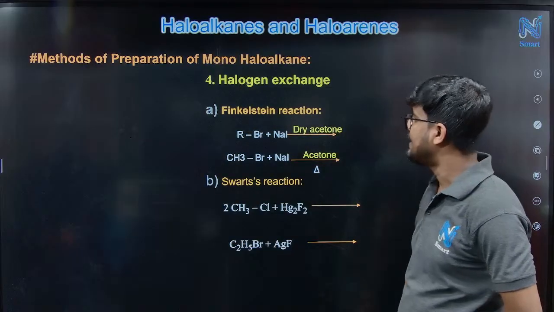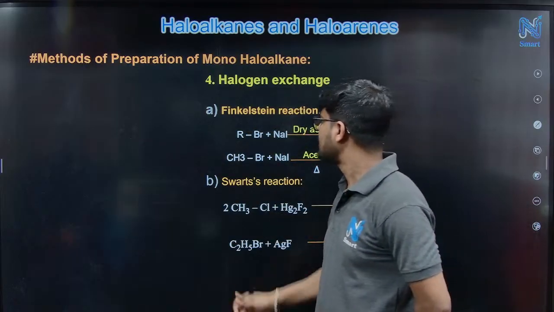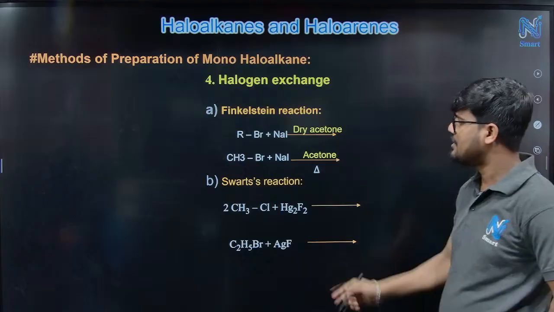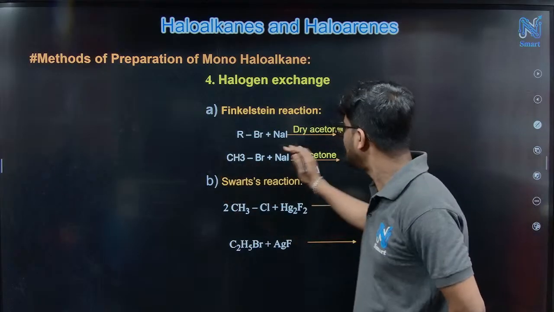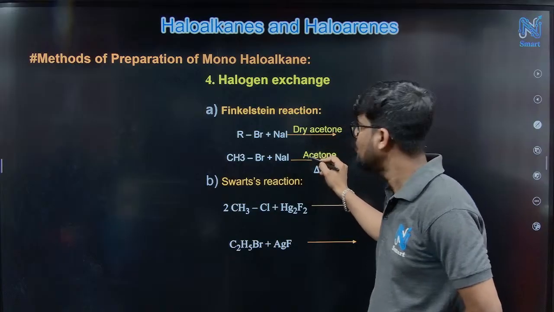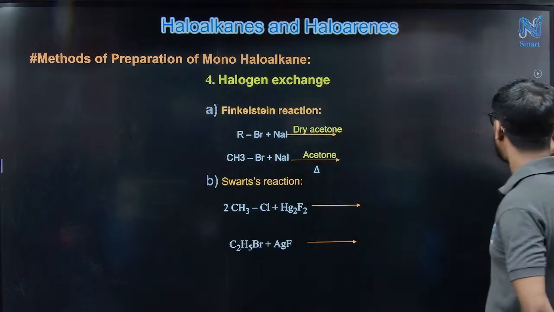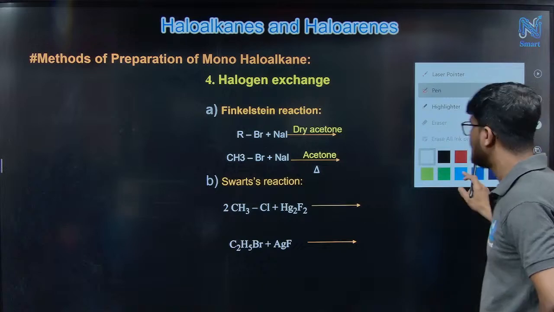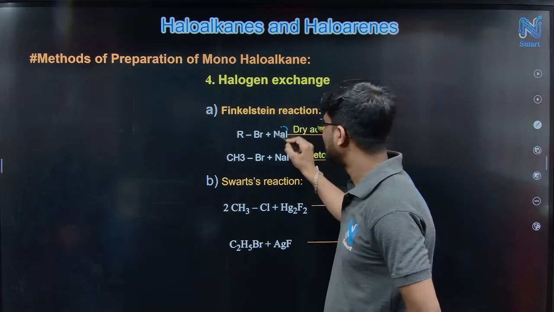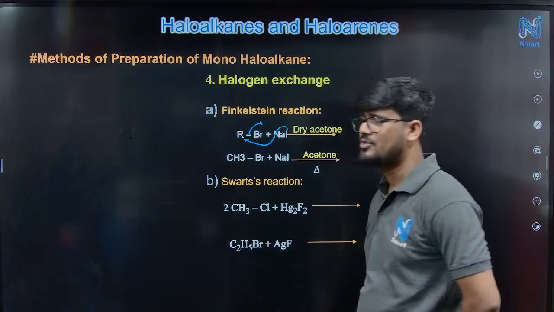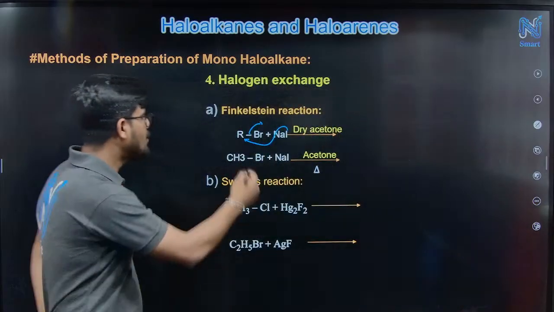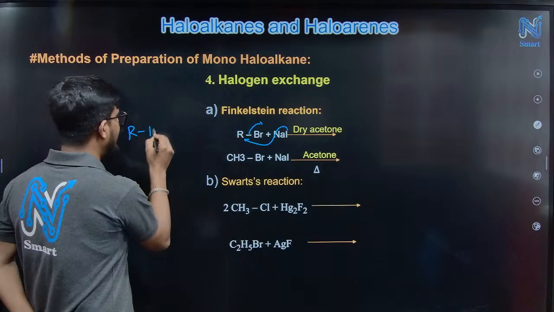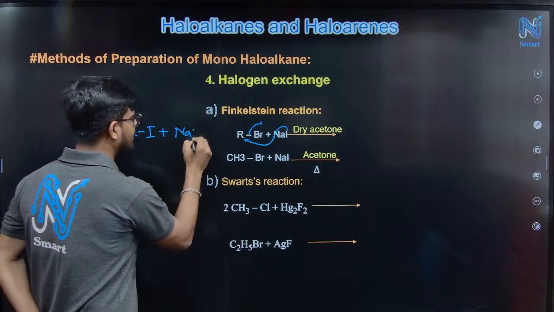So now halogen exchange. Here we have two reactions, Finkelstein reaction and Swarts reaction. In Finkelstein reaction, dry acetone is there. The mechanism is very simple. This I minus, this is an ionic compound, right? It will attack and Br minus will go. And here what will be the product? The product will be RI plus NaBr.